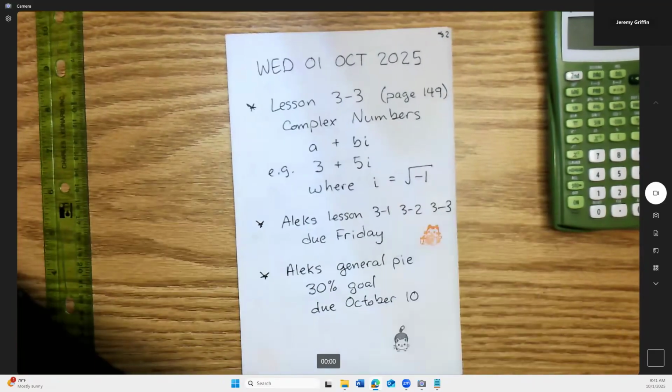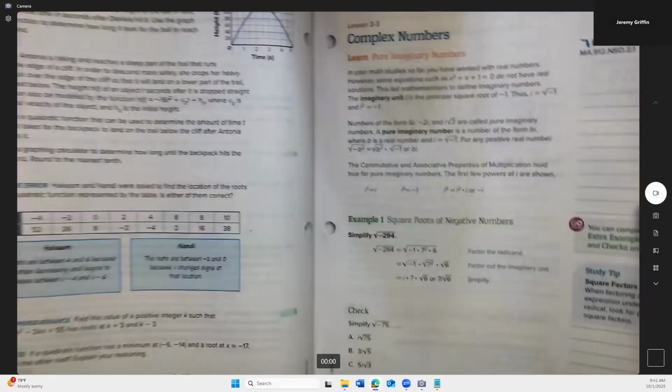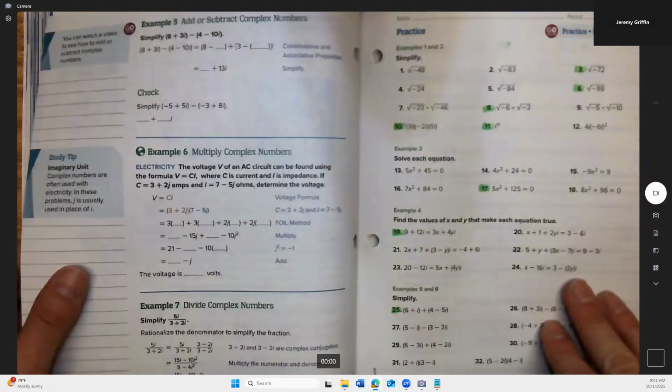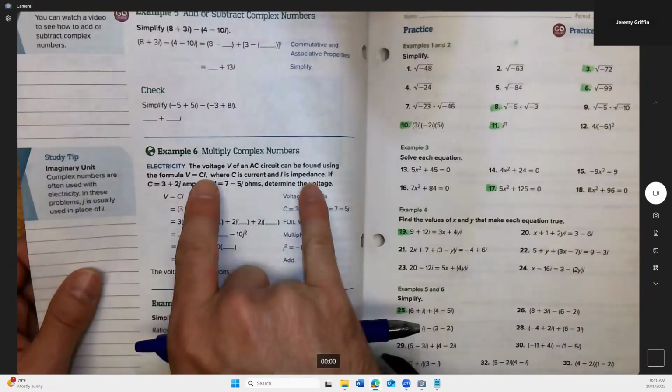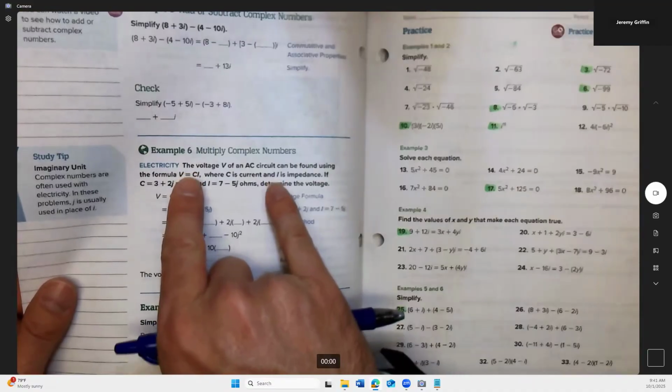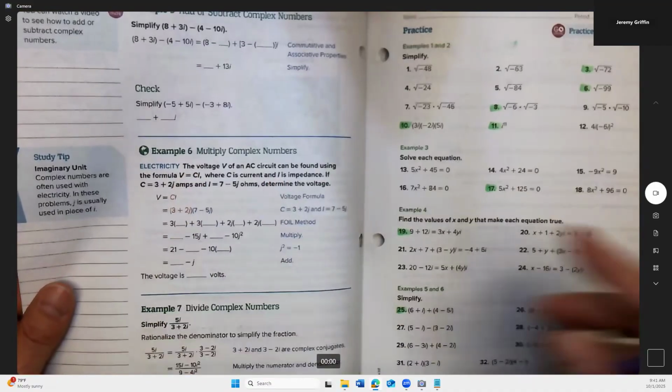Right? Now, interestingly, this does have some application, and the go-to application that your book mentions is alternating current. Right? When you have alternating current, there's actually a practical application to using imaginary numbers.